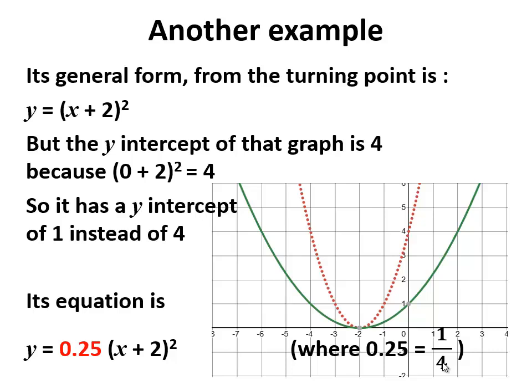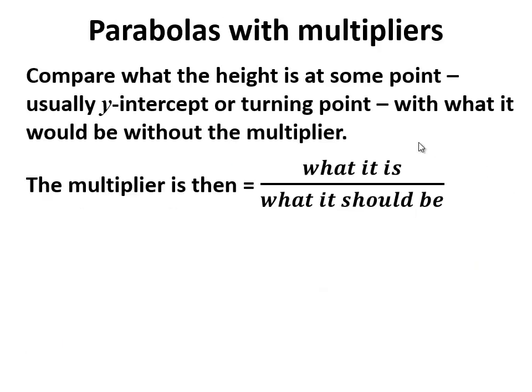All this relies on you being 100% able to sketch a parabola, of course, and so if you can't do that, there's no point really attempting to do this skill. So to recap, you take the general form of the parabola, you compare the height at some point, y-intercept or turning point, with what it would be without the multiplier, and then the multiplier is what we actually see as the turning point or intercept, over what it would be without that multiplier.